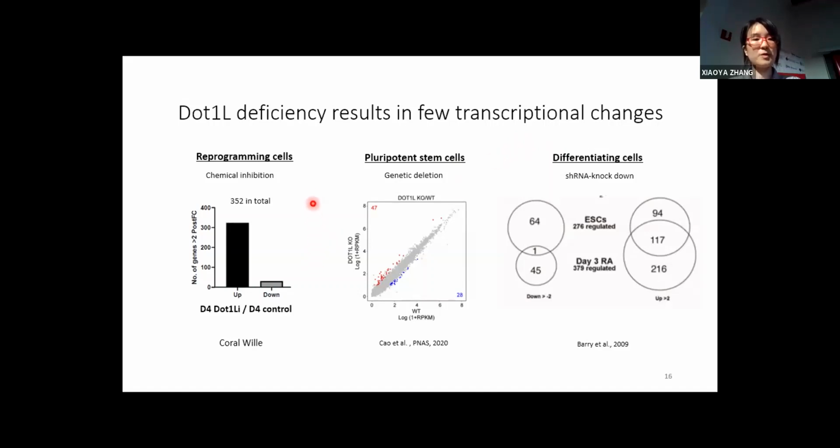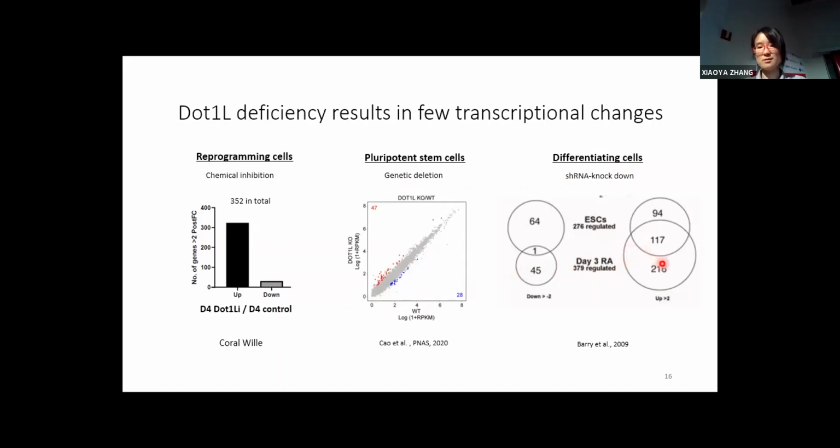First, in reprogramming cells, Coral performed RNA-seq with or without DOT1L inhibition. Despite a drastic change in the phenotype, we don't see many genes that are differentially expressed. Only about 300 genes are differentially expressed upon DOT1L inhibition. Similarly, in pluripotent stem cells and differentiating cells, only hundreds of genes are differentially expressed, and similarly in the RA differentiation.